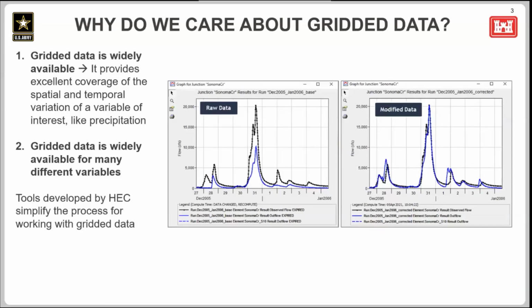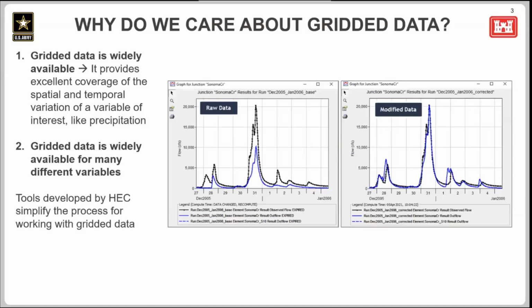If you don't have good precipitation data or other hydrologic variables you're trying to capture, it's going to be difficult to put together a useful hydrologic model that others can use, or that can help inform your study. So gridded data is great because it's widely available, which makes it really easy to obtain and use. And it also provides excellent spatial and temporal resolution for hydrologic modeling studies.